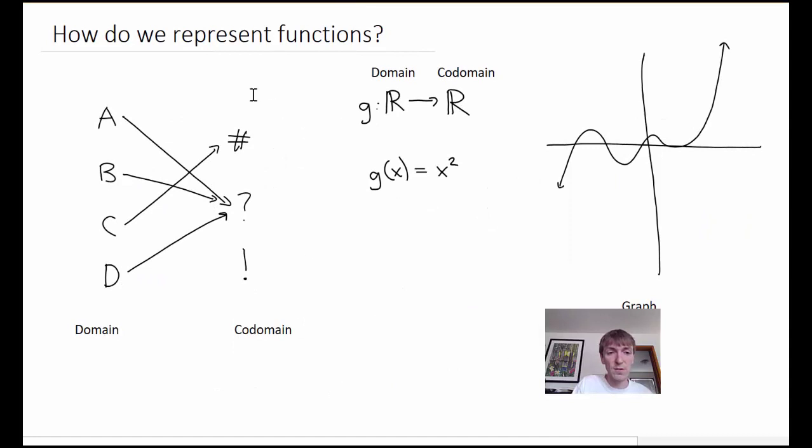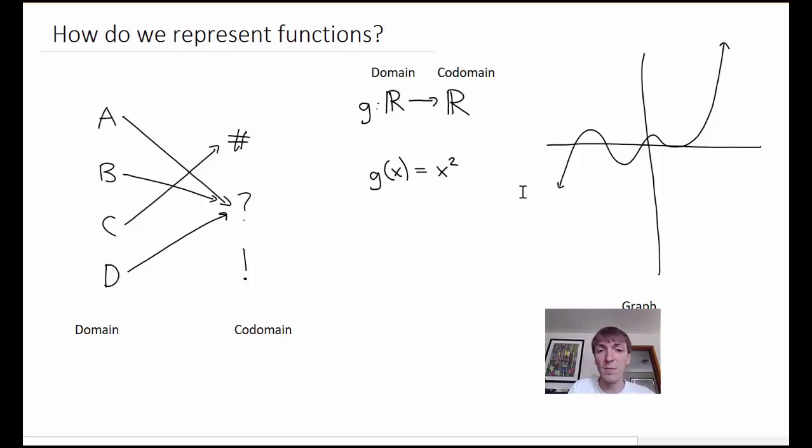So remember this first function on the left with the symbols, right? So I said that the codomain was this set of three symbols, pound sign, question mark, and exclamation mark. Nothing is getting mapped to exclamation mark, however. That's okay. Exclamation mark is still in the codomain, but the range of this function is just the set containing the question mark and the pound sign, because that's what's actually getting mapped to.